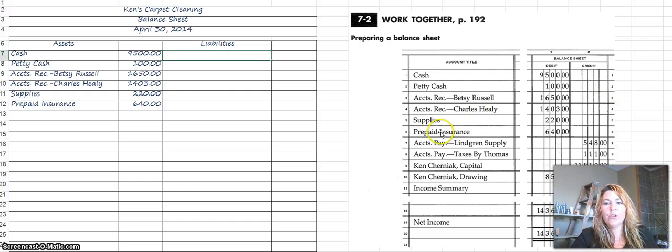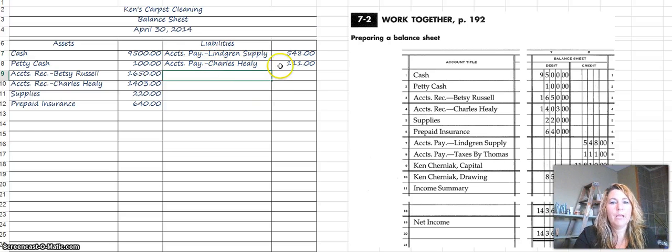Okay, I'm going to look and see what I have for liabilities. I have 2 accounts payable. Liabilities are anything you owe. So I owe my accounts payable. I'm going to list my accounts payable items right here. And you can go ahead and pause the video while you list out your accounts payable. Okay, I've got both of my liabilities listed.